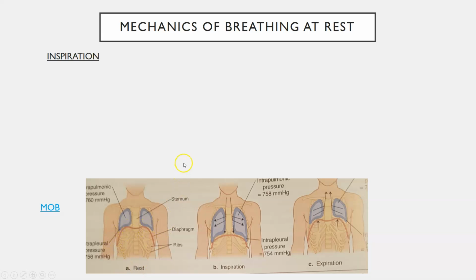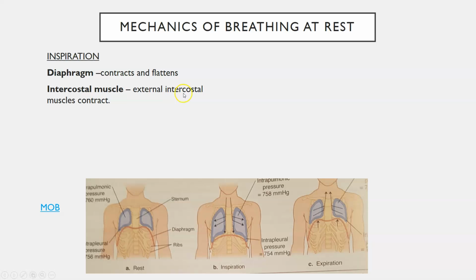When we breathe in, what happens is the diaphragm contracts and it flattens. So rest, a dome shape. When we breathe in, the diaphragm contracts and it flattens. When it contracts and flattens, we also get the external intercostal muscles contracting, which, remember, are in between the ribs. So the diaphragm and the external intercostal muscles are muscles and they contract during inspiration. What this means is the ribs move up and out.